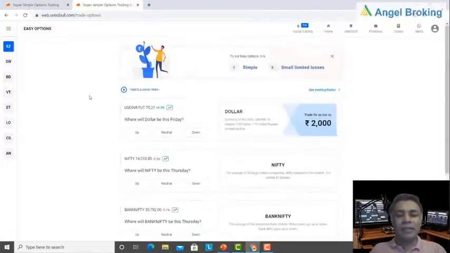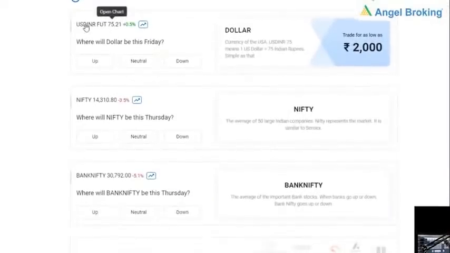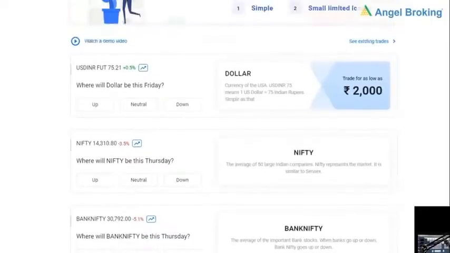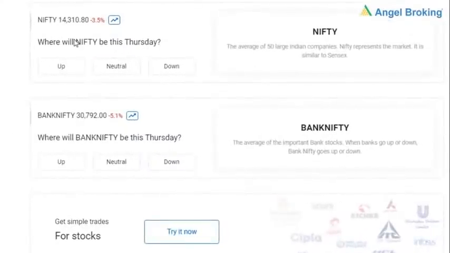So let's say these are today's Nifty levels. Let's get into full screen, and we give you three choices. One is Dollar, the other is Nifty, the third is Bank Nifty. You can also see a demo video here, which is there for every feature. So let's say you just want to guess up or down. We ask you a simple question. Today is a Monday night when I'm recording this. Where will Nifty be this Thursday for expiry?